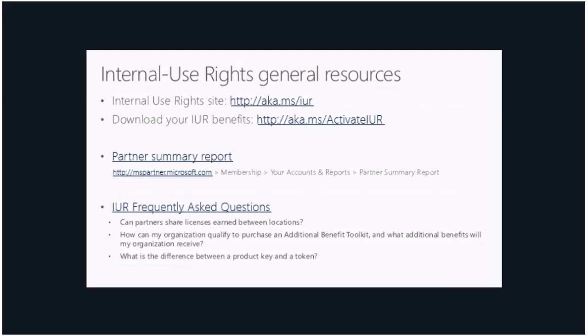Now, this report not only tells you your internal use rights consumption, but also tells you what your cloud consumption looks like, what competencies you have or you're in progress to attaining, and what your profile is, like how you show up on the Microsoft end and when your anniversary date is. Again, for competency or Action Pack subscription renewals, you need to know your anniversary date. And the partner summary report is the one place that has everything in it.